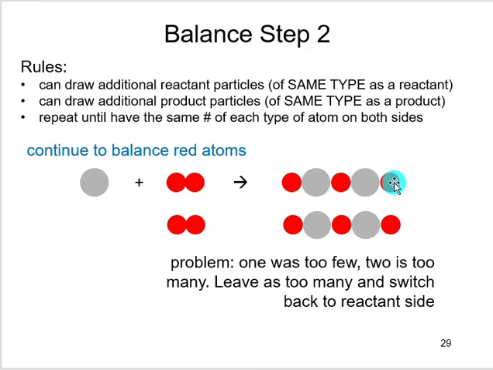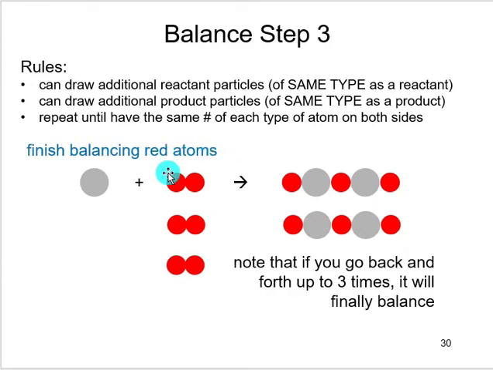Again, notice that when I had 1 of these particles of iron 3 oxide, it was too few red particles, and now I have too many. But I leave it as too many, and I switch back to the reactant side. Now I say, okay, what if I add another red over here? Again, it has to be a set of 2 oxygen atoms. So 2, 4, 6 oxygen atoms on the left, and 1, 2, 3, 4, 5, 6 oxygen atoms on the right. So notice that if you can go back and forth up to 3 times, it will finally balance.